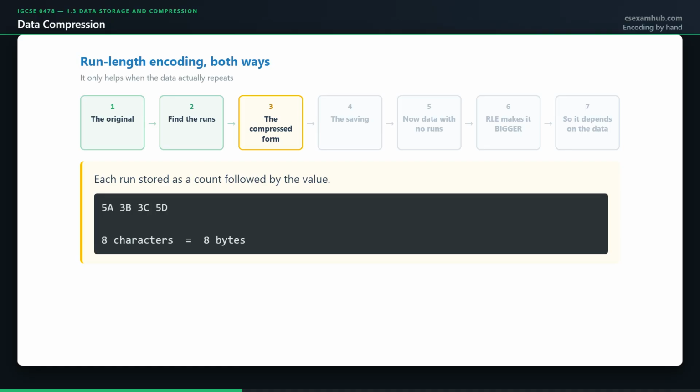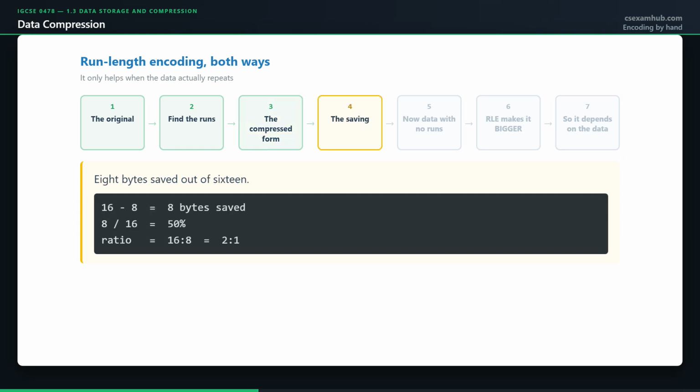Now the arithmetic the exam wants. Original, 16 characters at 1 byte each is 16 bytes. Compressed, 8 characters is 8 bytes. The saving is 8 bytes out of 16, which is 50%. And the compression ratio is 16 to 8, which simplifies to 2 to 1. Now the crucial part, which the page does not show and which questions do test.